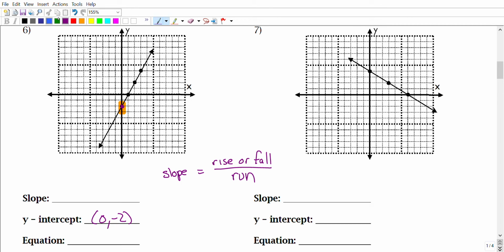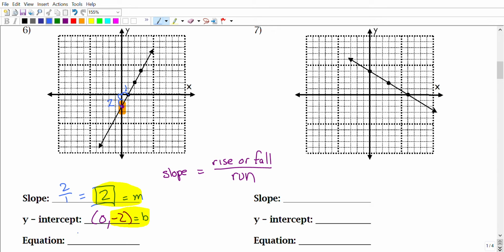To get to my next point, I have to go, let's see, rise or fall first, and actually in this case I have to rise 1, 2, and then I run just 1. So my slope is 2 over 1 or just 2. All right, so we have our slope, our y-intercept. Well, isn't that our m and our b? All right, so again, m and b. We can now write our equation of this line.